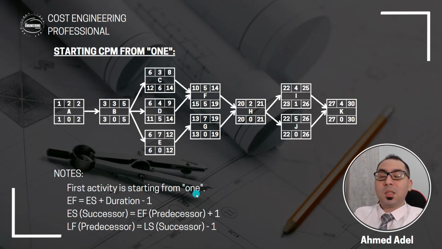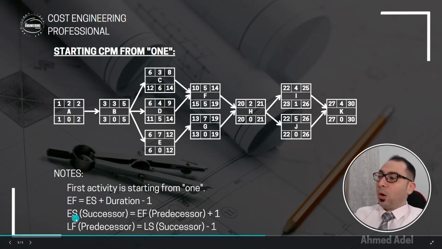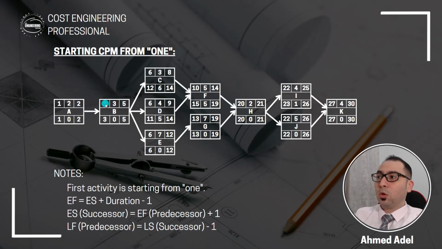So first activity is starting from 1. And the early finish of any activity is equal to the early start plus duration minus 1. So 1 plus 2, 3, minus 1, that's 2. Okay, early start of the successor, so this number is equal to early finish of the predecessor plus 1. So if this will finish on 2, this will start on 3.